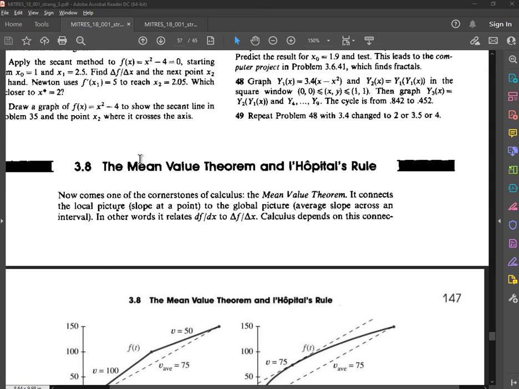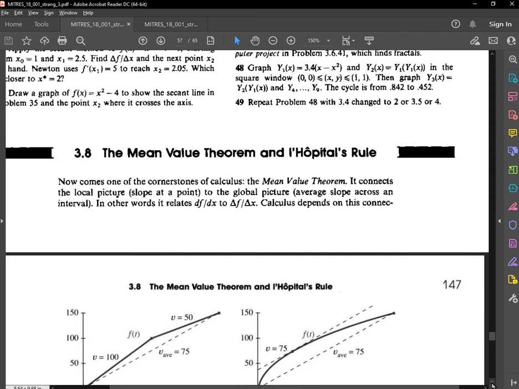All right, let's talk about the mean value theorem and L'Hopital's rule. This chapter is more theoretical and deals very much with concepts, very critical concepts in calculus. So we'll be talking a lot about pictures. Let's look at this picture here.